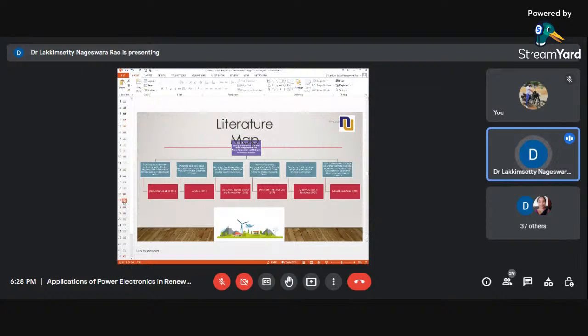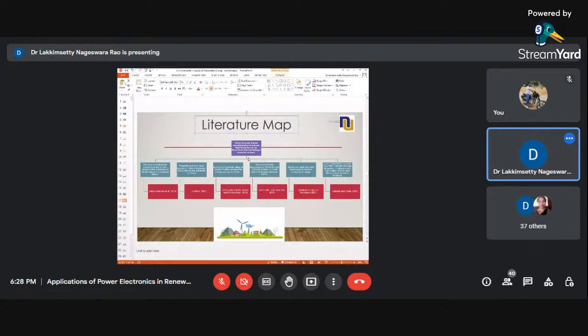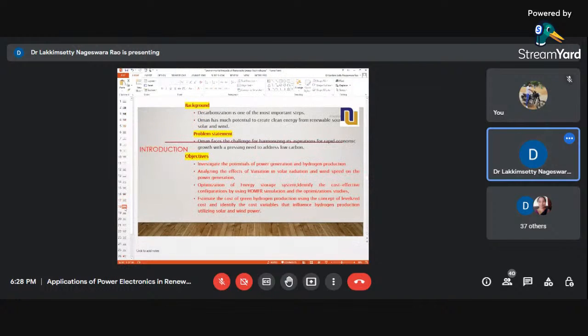And we have some literature mapping for this. A literature survey has been done for this analysis, and it shows where the literature is lacking on the techno-economical analysis of solar and wind energy systems, as per the literature mapping. And if you go to the background of the scenario, one important thing here is that decarbonization is the most important step. Therefore, Oman has more potential sources of solar and wind.